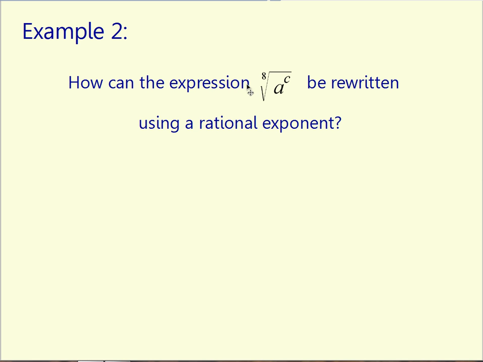Next, we need to be able to go the other way. We need to be able to take an 8th root of a to the c power and write it using a rational exponent. Remember, a to the power over the root.